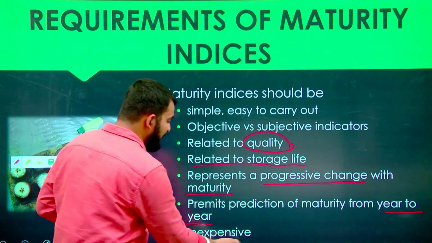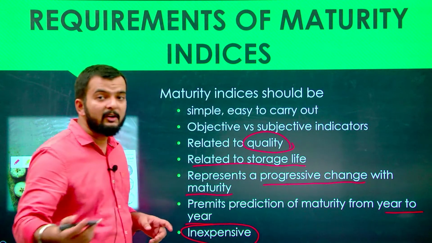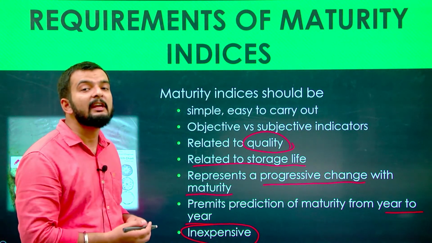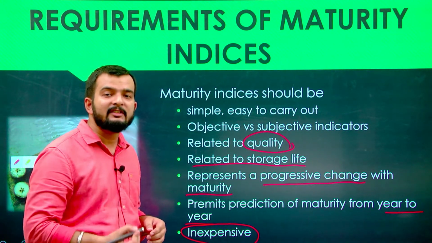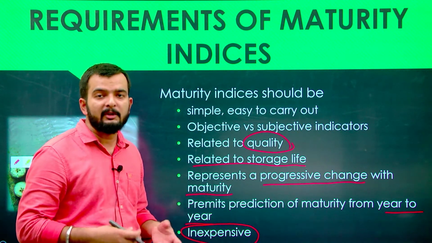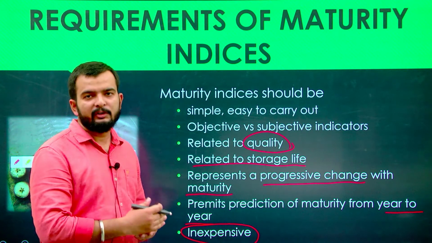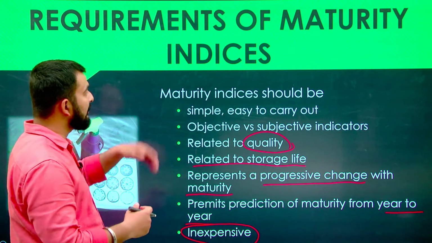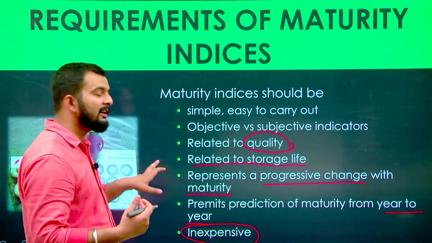Then it should be inexpensive. Inexpensive means, if farmers are going to use these techniques to identify whether they can harvest their crops or not, it should be comparatively inexpensive and affordable, so that every farmer can afford this maturity index test or indices or whatever requirement or kit is required.